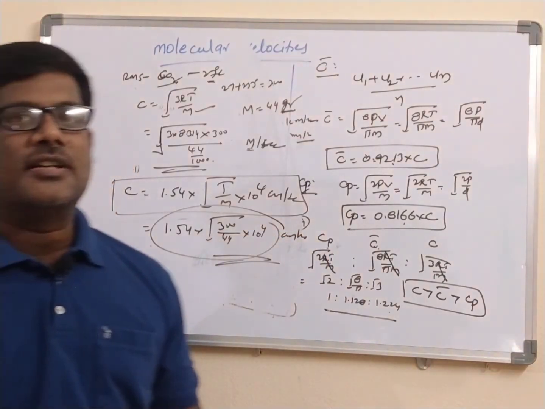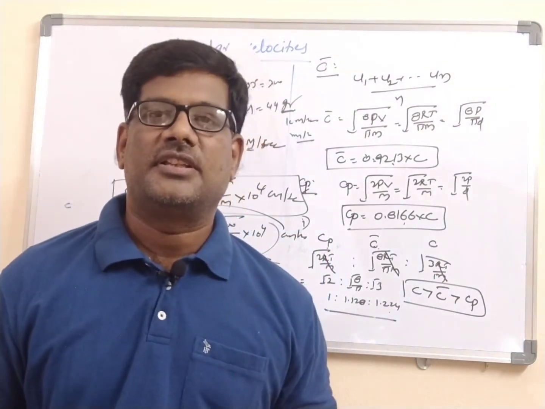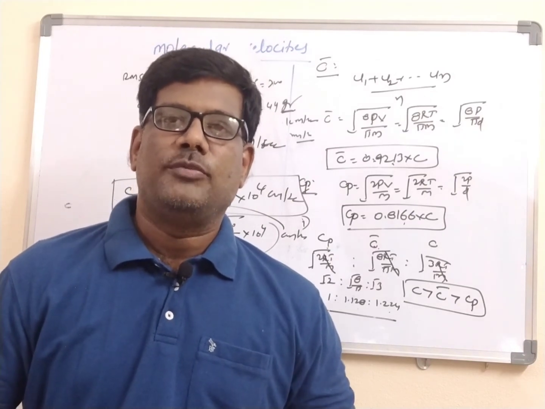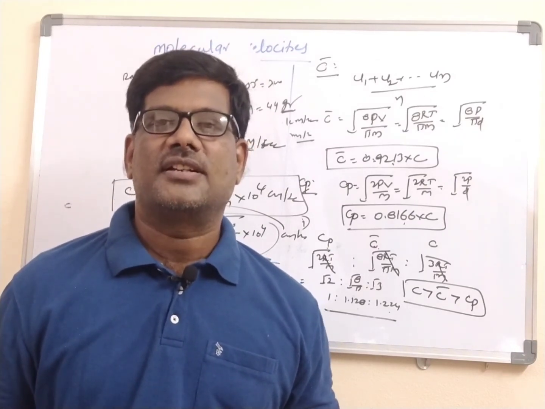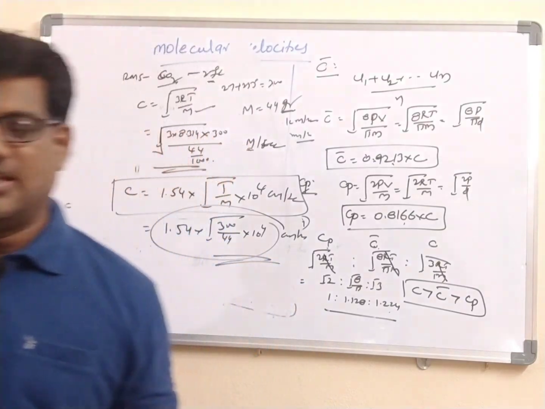So these are the velocities that can be calculated using three methods. One is the RMS velocity, root mean square velocity. The second one is the average velocity. The third one is the most probable velocity. Thank you.